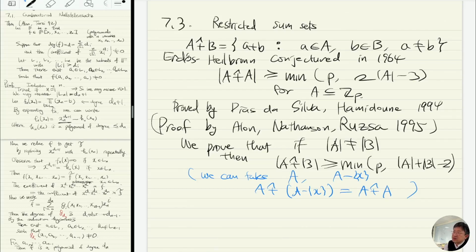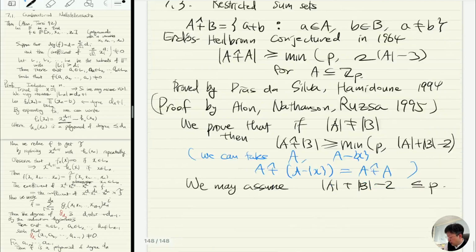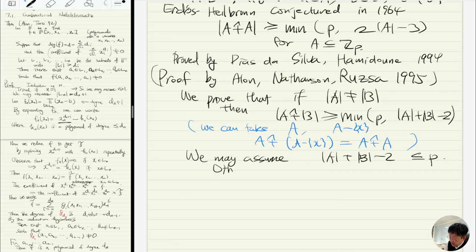Now we do a similar thing. We may assume the size of A plus size of B minus 2 is at most p. Why? Because otherwise, for all g in the group Z_p, I can look at the set A and the set g minus B.